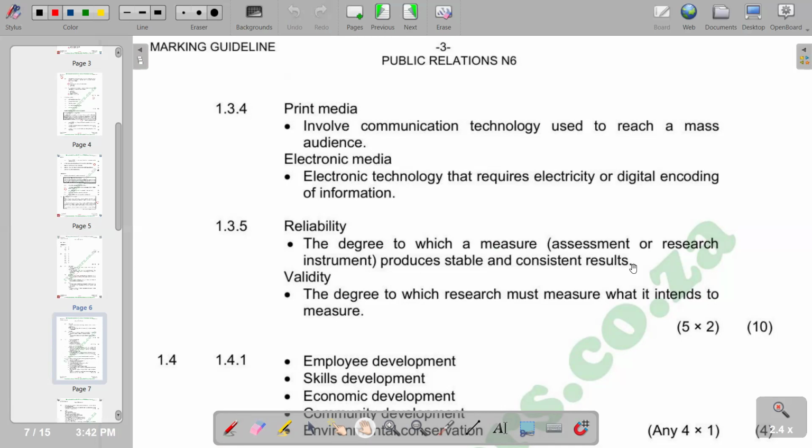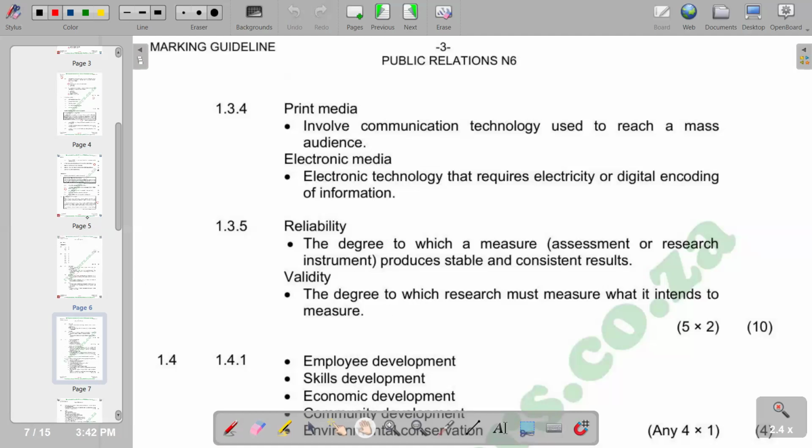Then we look at validity. The explanation there is the degree to which research must measure what it intends to measure. So basically, it explains the quality of being based on the truth, that is validity, or the reason of being accepted. So this is validity. These are the expressions that point out the differences between reliability and validity.